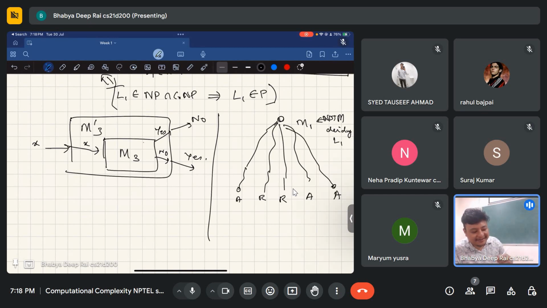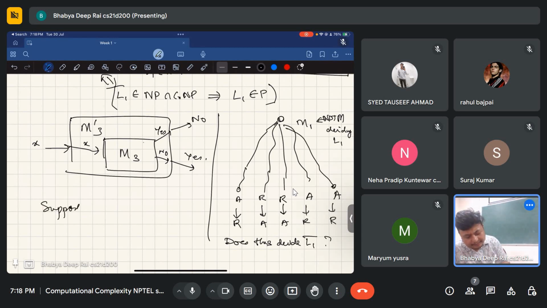And if it accepts, then I'll say reject, and if it says reject, then I'll say accept, right? So I'll say reject here, accept here, accept here, reject here, reject here. Now does this decide L1 bar? That is the question.